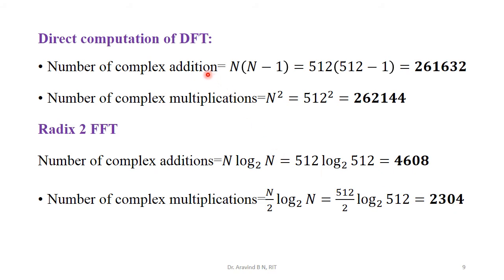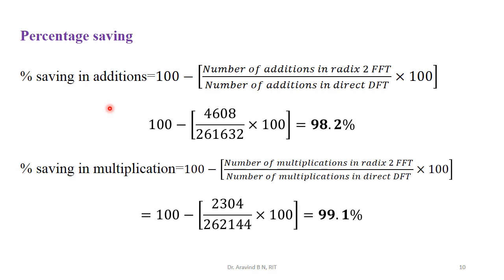Now with respect to addition, we are going to make use of the number of additions with respect to DFT and FFT. For the percentage saving in multiplication, we use DFT and FFT. Here is the substitution. We have calculated all this individually and substituted, and here the percentage saving in addition is equal to 98.2%. Similarly, the percentage saving in multiplication, after substituting the calculated parameters, is equal to 99.1%.